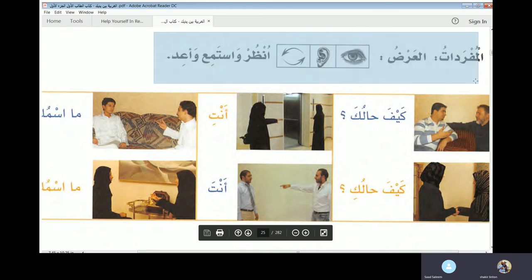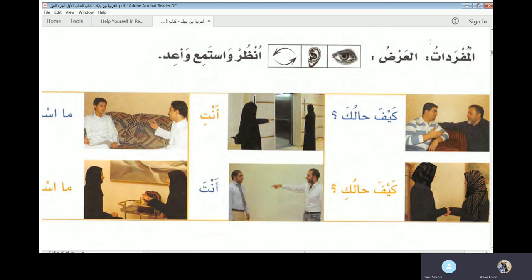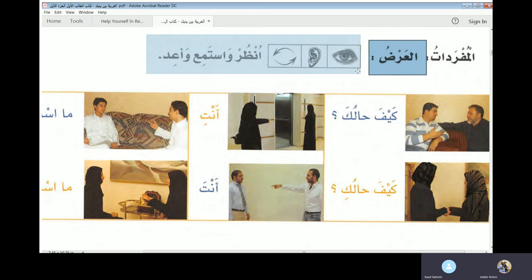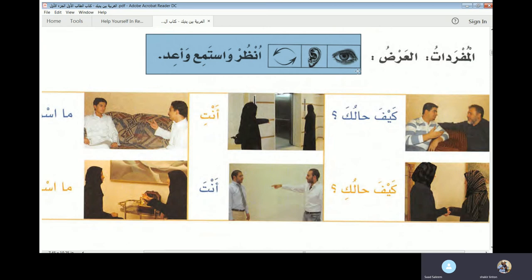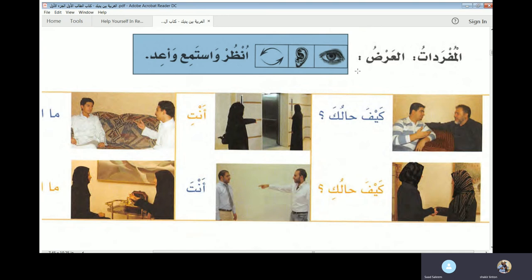All right. Into some meat and potatoes. Now we have a new section: Al-Mufradat. It means vocabulary. Al-Mufradat. Vocabulary and presentation. Al-Ard presentation. Look, listen, repeat.